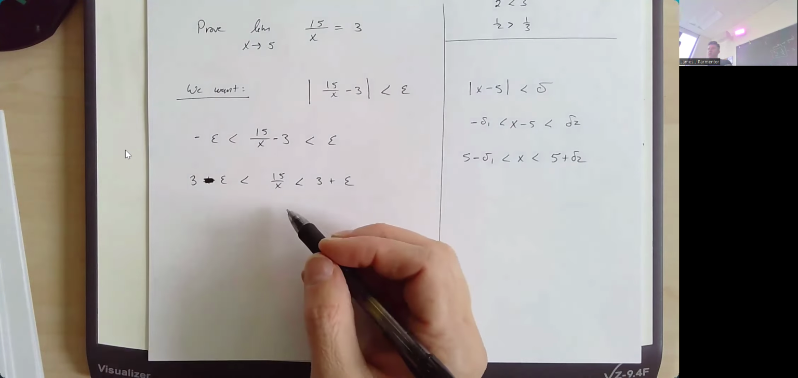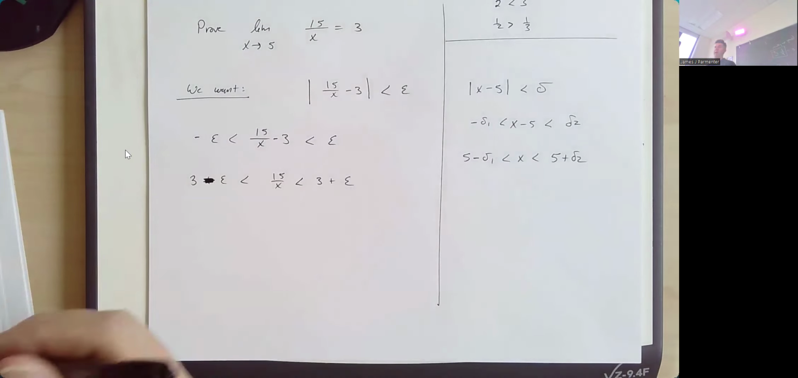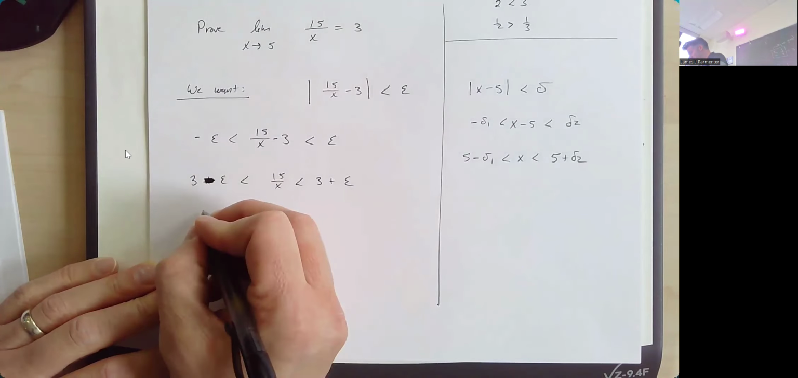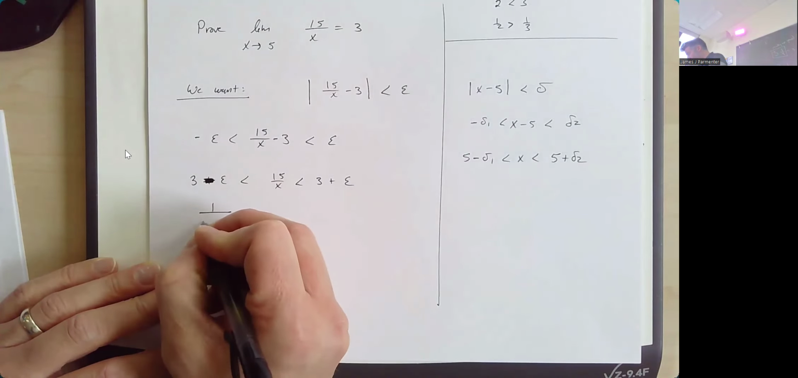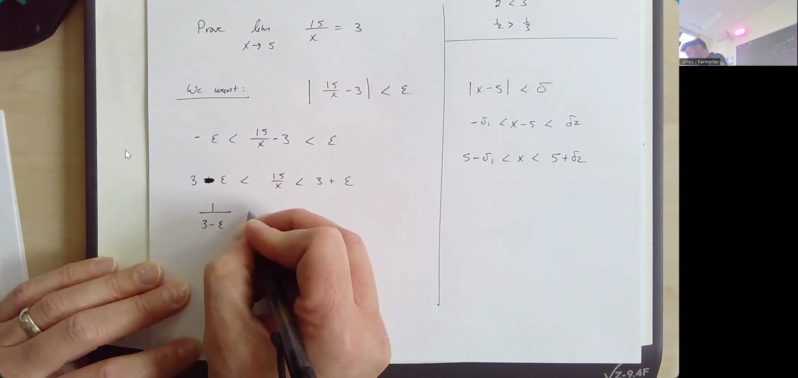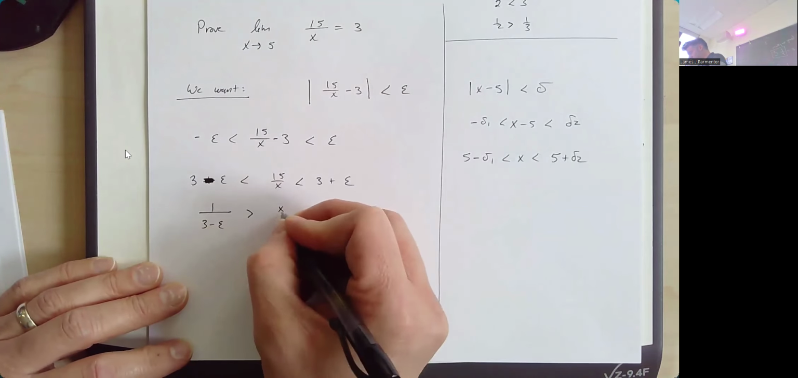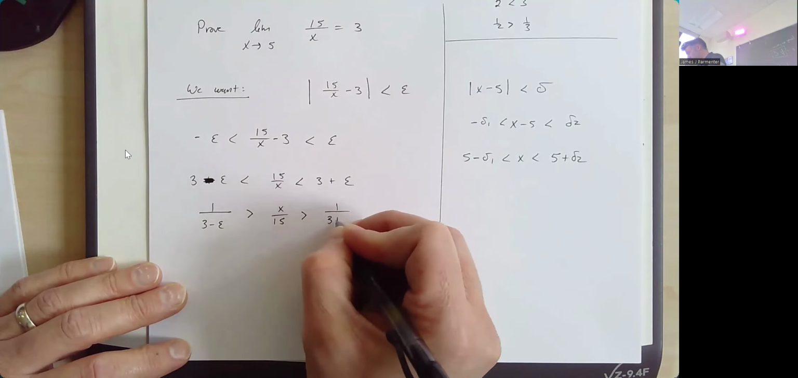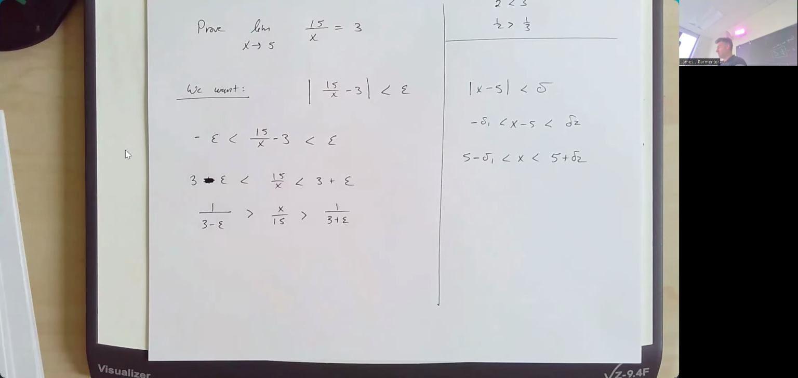You could also do it the longer way by multiplying everything by x and then dividing everything by 15. And it's just kind of a tedious game though. So let's take the reciprocal of everything. So 1 over 3 minus epsilon is bigger than x over 15, is bigger than 1 over 3 plus epsilon. And then we finally isolate x by multiplying both sides, or all sides, by 15.